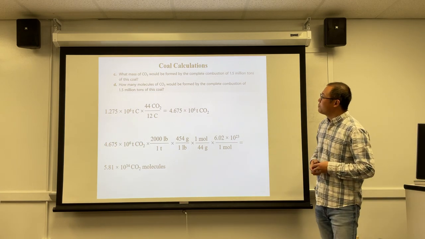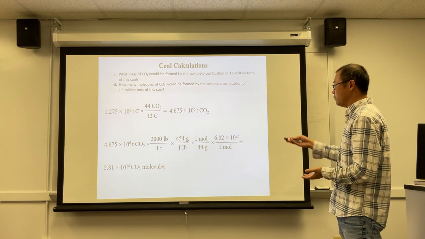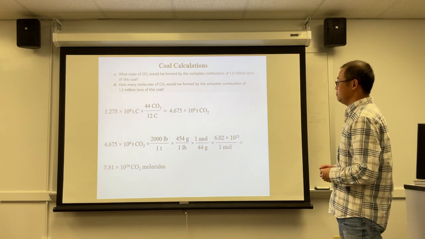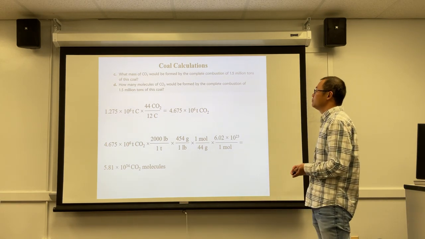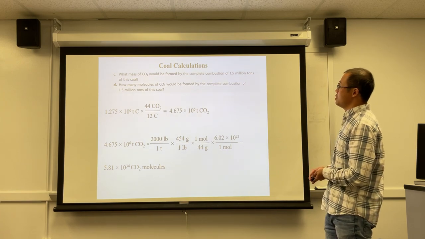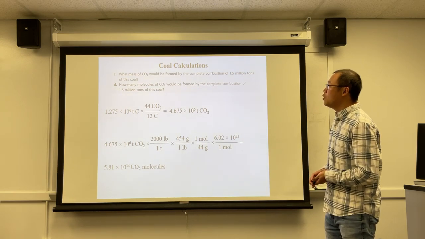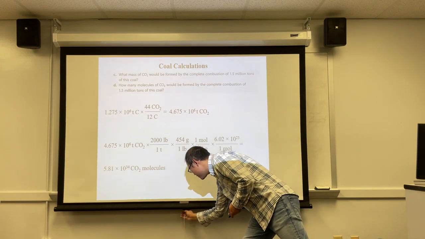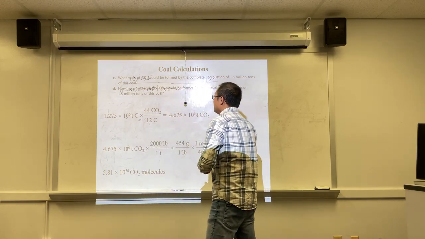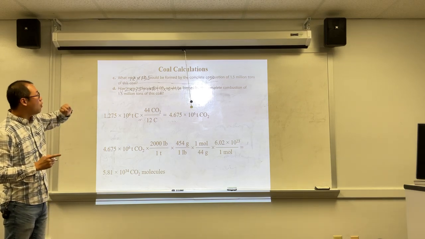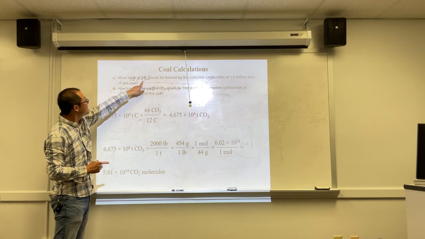Okay? Number 3. After we do number 3, I'll leave number 4 to you, to figure out for yourself. Even though I put it here, I want you to use that as a practice. Okay, number 3. What is the mass of CO2 when you burn 1.5 million tons of coal? The mass of CO2 when you burn 1.5 million tons of coal. Now, if you think about it, the reason burning coal will release CO2 is because of what? Where does the C in CO2 come from?